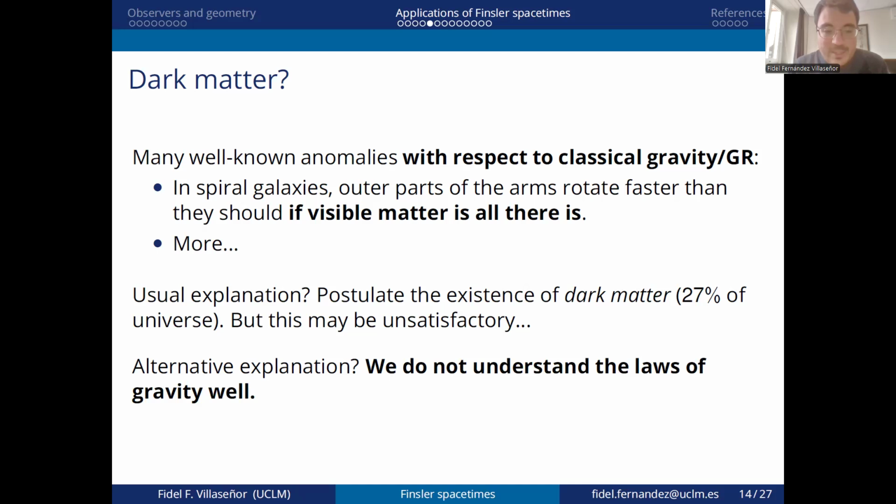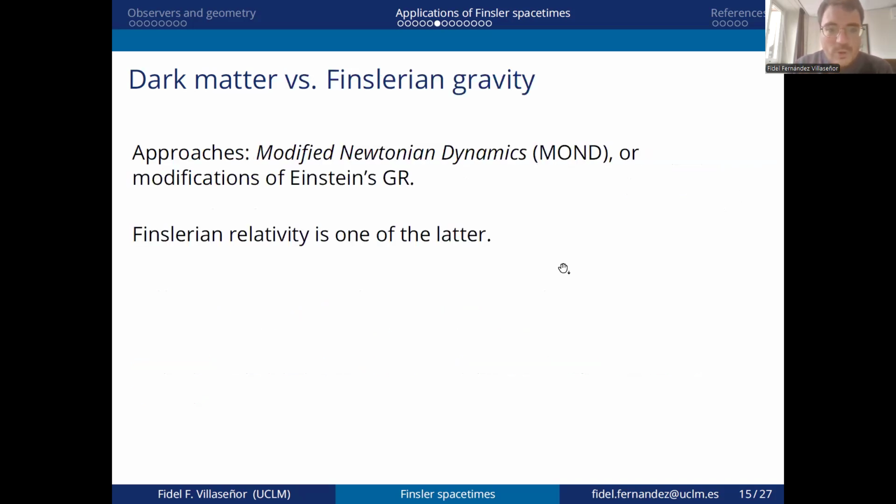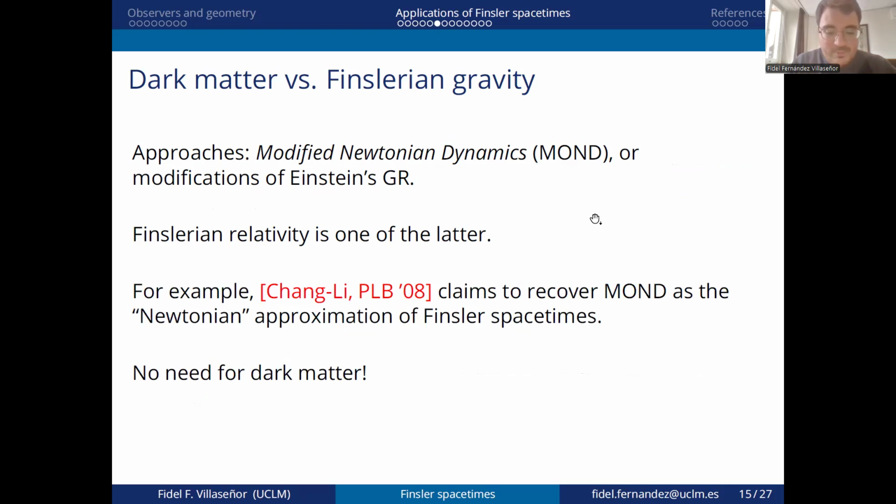Well, the alternative explanation is that we do not understand the laws of gravity well. There are a couple of approaches in this direction. One is the so-called modified Newtonian dynamics, or MOND, or another approach is to just modify the laws of Einstein's general relativity. Finslerian relativity would be in this type of approach. It's a modification of the laws of general relativity. And in fact, there have been works in this direction. For example, these authors here claim that they can recover MOND as the quote-unquote Newtonian approximation to Finsler spacetimes.